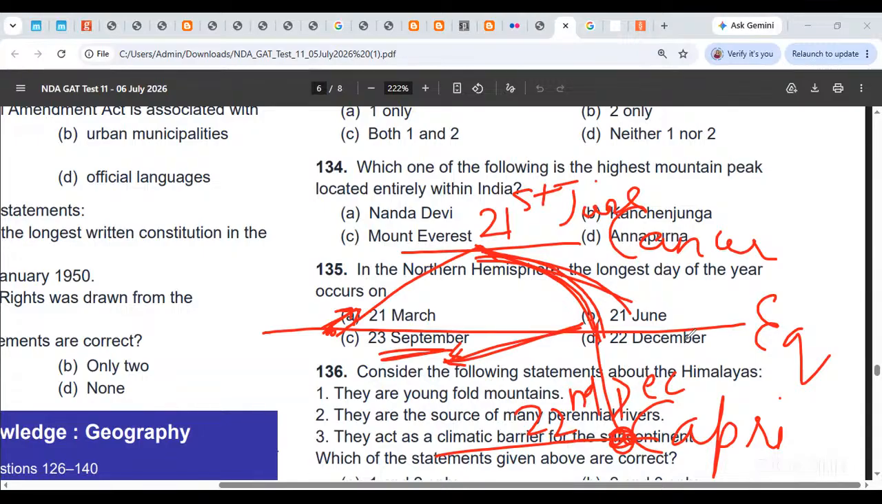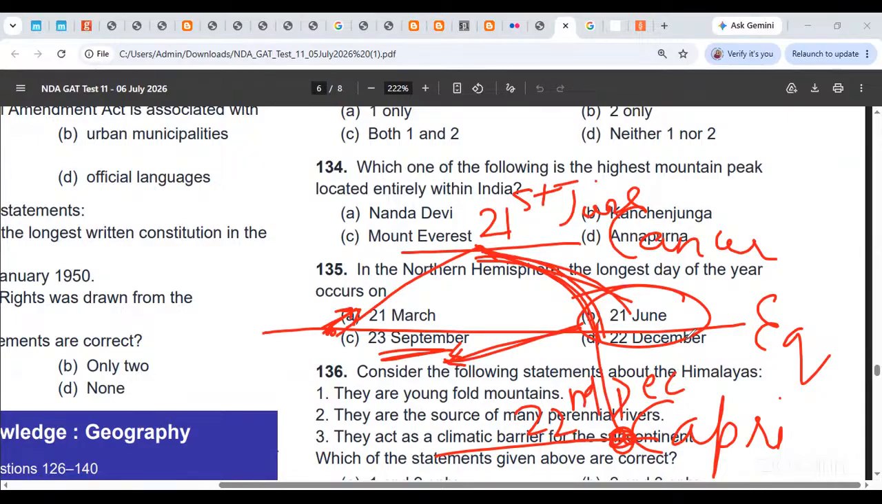Now, clearly, northern hemisphere का longest day तब होता है जब sun is on the summer solstice. Okay, summer solstice माने when the sun is exactly overhead the Tropic of Cancer. The sun is exactly overhead the Tropic of Cancer on 21st June. Okay, 21st June को sun is exactly overhead the Tropic of Cancer. When the sun is directly overhead the Tropic of Cancer, the northern hemisphere will have its longest day. The southern hemisphere will obviously have its shortest day.